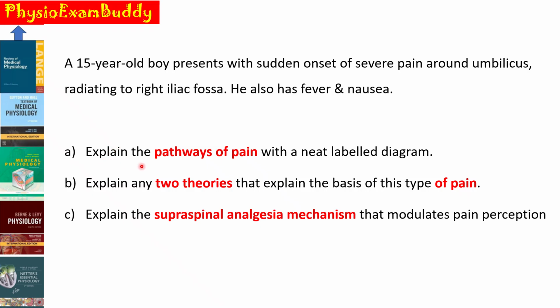The sub-questions asked were: explain the pathways of pain with the help of a neatly labeled diagram. Explain any two theories that explain the basis of this type of pain. That is, you can see here it is a referred type of pain. So two theories you have to answer. Then explain the supraspinal analgesia mechanism that modulates the pain perception. So these were the sub-questions for this essay.